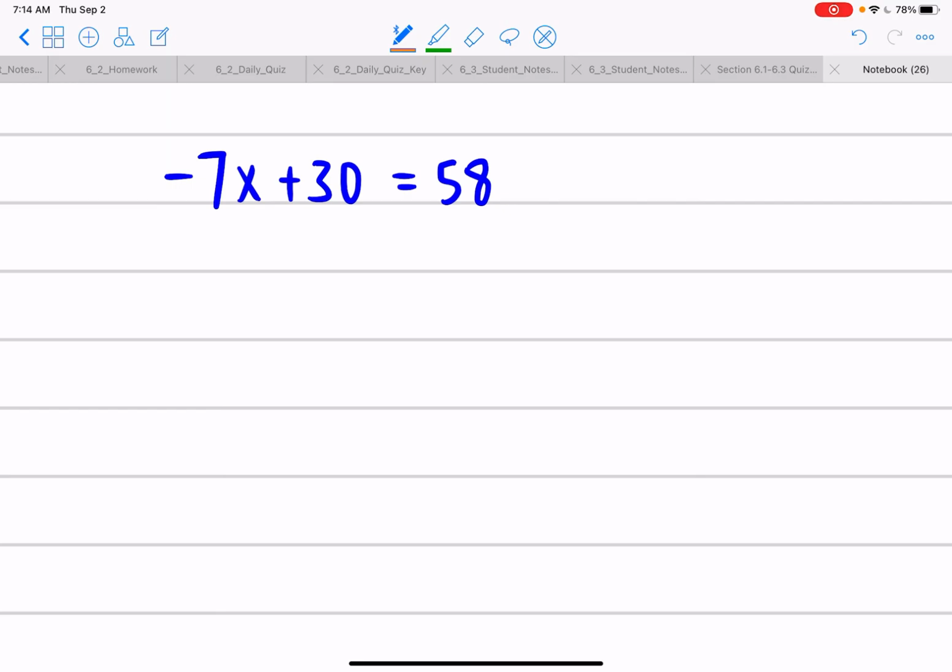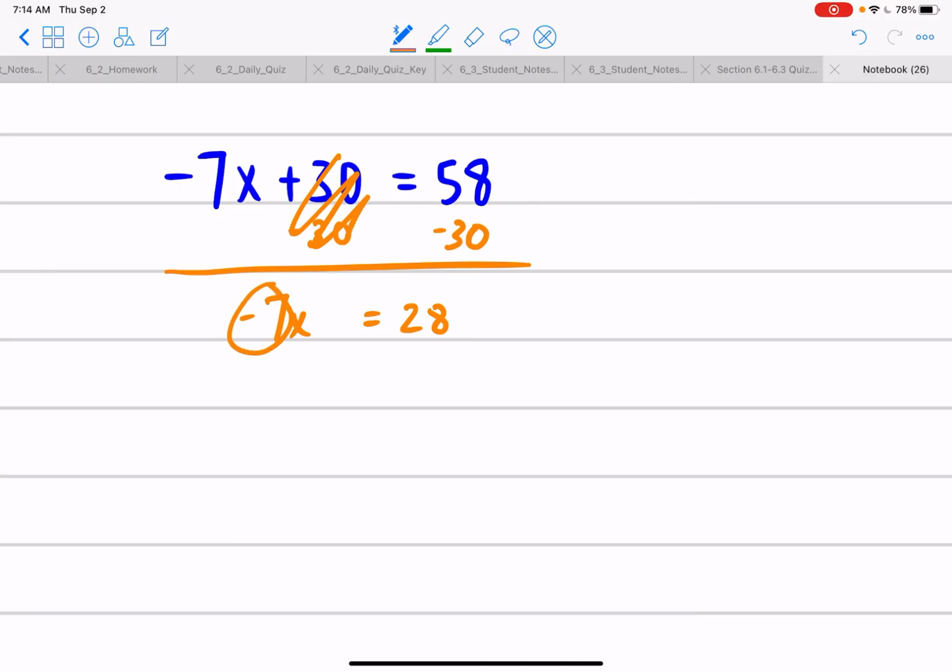Okay, how about this one? So you have -7x plus 30. So we've got the 30 to get rid of and the -7 to get rid of. And like I said, I recommend getting rid of the 30 first. So we're going to -30 on both sides. And we're left with -7x is equal to 28. 30 minus 30 is 0, so it just goes away.